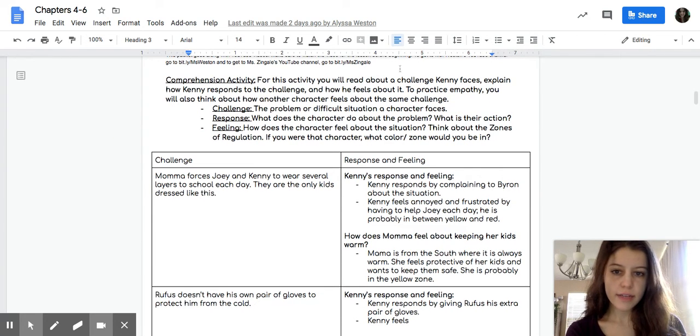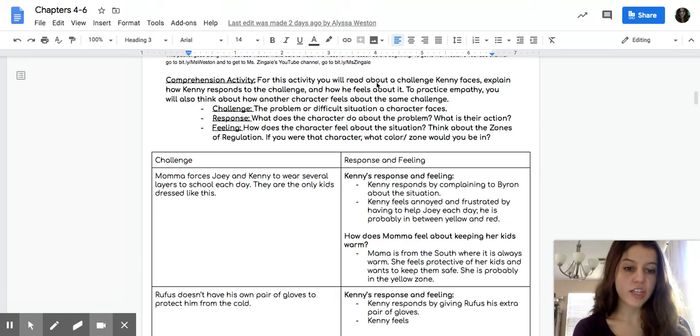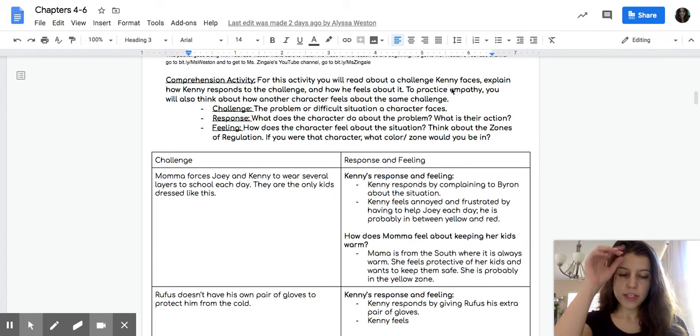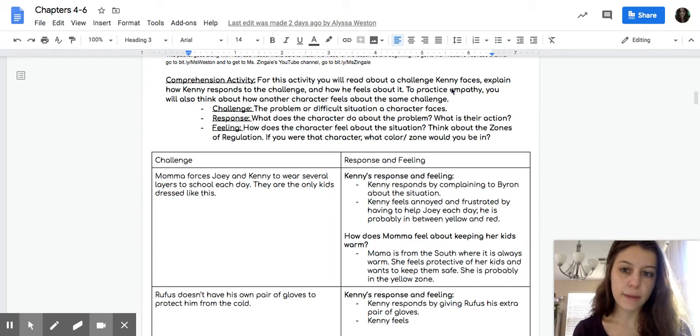And for this activity, you will read about a challenge that Kenny is facing and then explain how Kenny responds to the challenge and how he feels about it. So this is a skill that we practiced also in a previous screencast. To practice empathy, you will also think about how another character feels about the same challenge. So we're kind of combining some skills together.